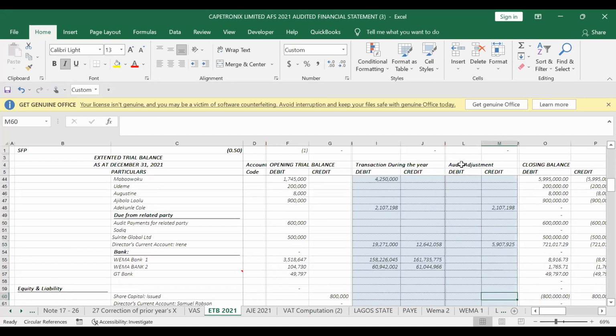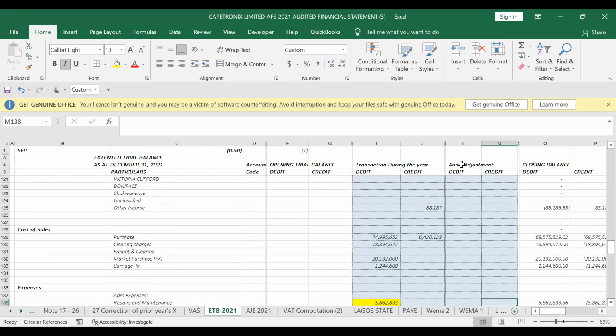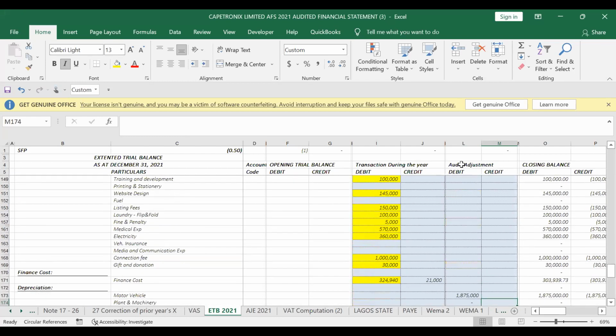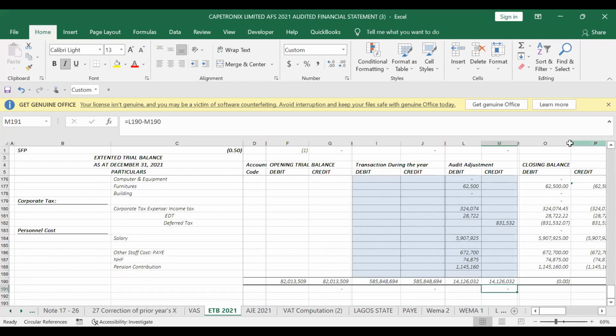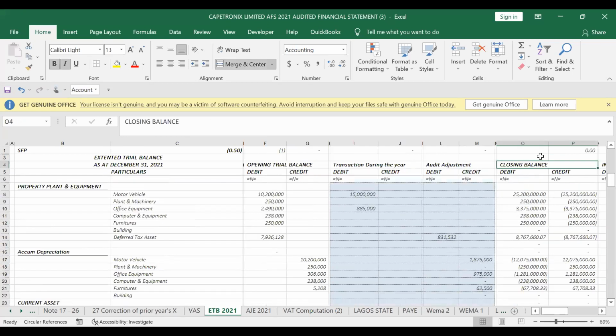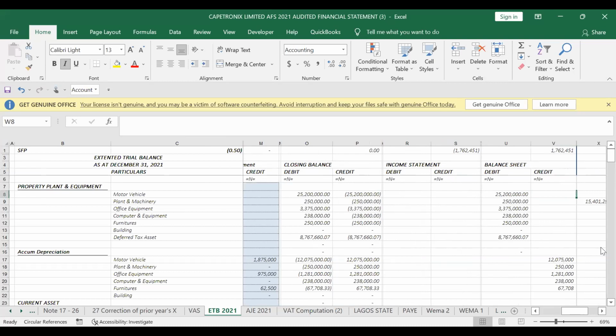At the end of the day, if you look down, the two sides of this should also be the same, right? I'm a bit fast because time is not really on our side. Then we have the closing balance, which is the adjusted closing balance after you have adjusted the opening balances for the current year balances. And from here, you have the income statement and the balance sheet.